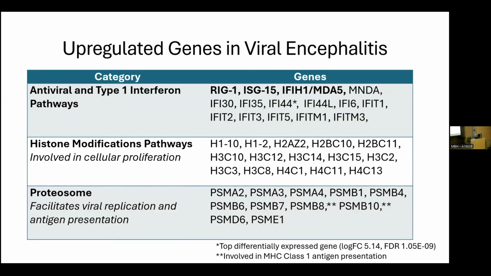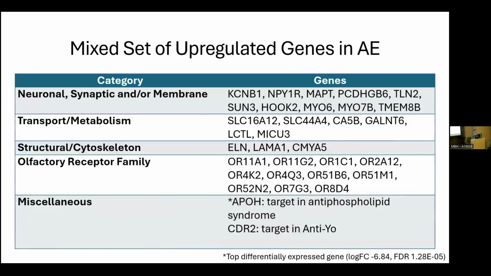We were seeing differences, and they actually made biological sense. Looking at the upregulated genes in autoimmune encephalitis, we were seeing more neuronal and synaptic genes, including ion channels and synaptic adhesion molecules. We didn't necessarily see classic immune genes, but the neuronal dysfunction and synaptic disruption is probably more relevant to the biology of autoimmune encephalitis, which targets the neuronal cell surface and synaptic proteins.